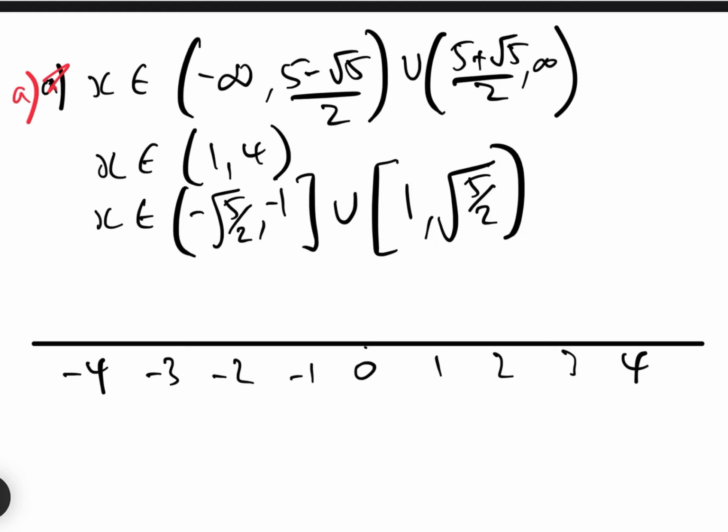So how does that look on a number line? Well, basically 5 minus root 5 over 2 is approximately 1.38. So that means that A goes from minus infinity to around 5 minus root 5 over 2, but not including it. So basically that is allowed to be there, and then 5 plus root 5 over 2 is about 3.6, across to there. They are all the values that A can take on a number line.